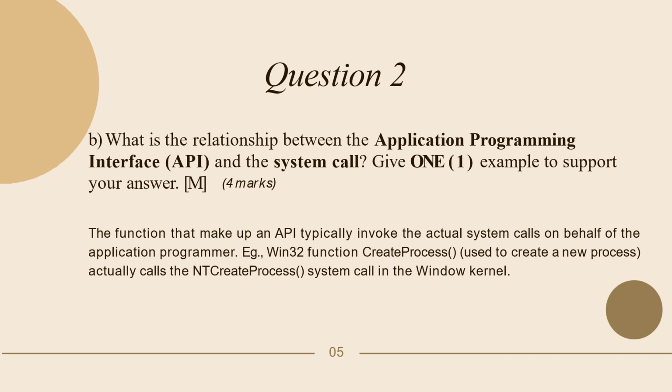Up next, we have: what is the relationship between the application programming interface and the system call? Give one example to support your answer, and the mark is 4 marks. And this is how we're going to answer it. The functions that make up an application programming interface typically invoke the actual system calls on behalf of the application programmer. For example, the Win32 function CreateProcess is used to create a new process. It actually calls the NtCreateProcess system call in the Windows kernel.